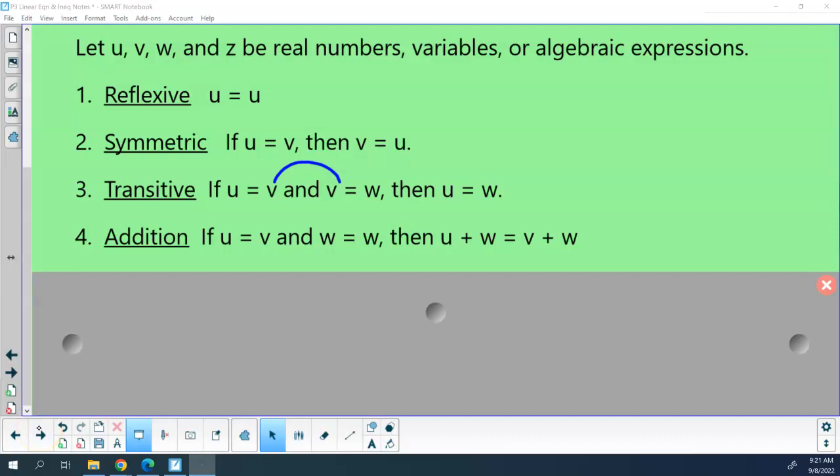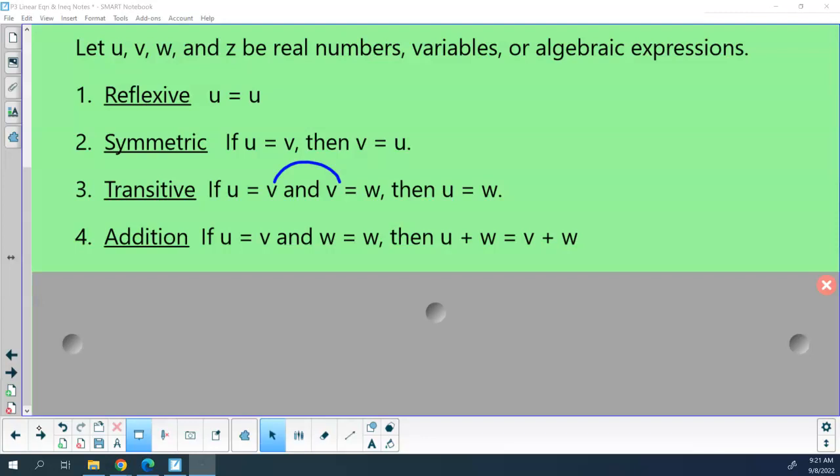The addition property says that if you add something to the left side, you've got to add the same thing to the right side in order for it to remain in equality. You learned this back in Algebra 1 as the golden rule of algebra: what you do to one side, you've got to do to the other.